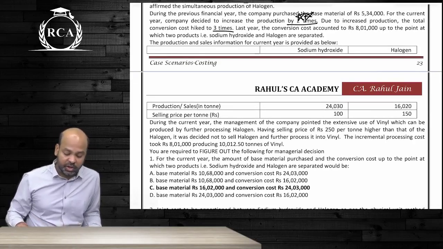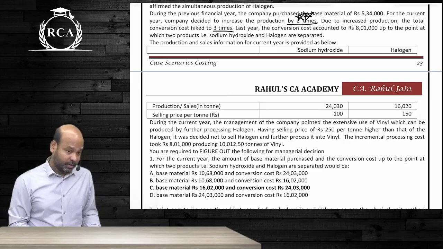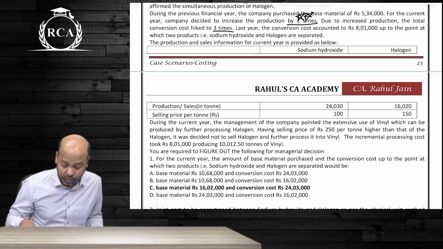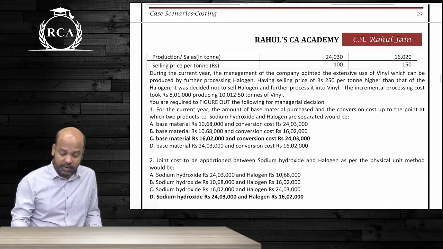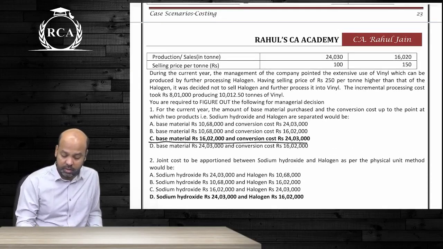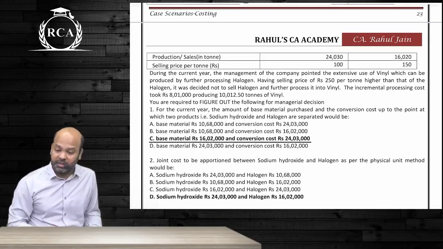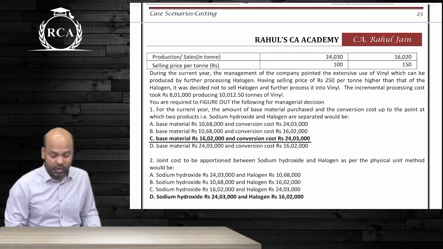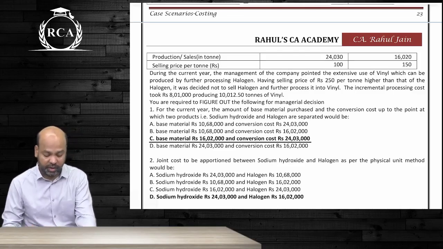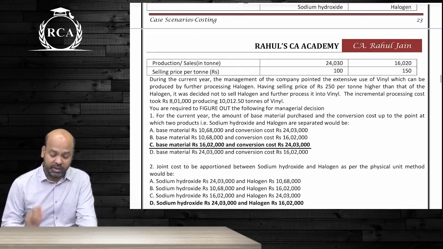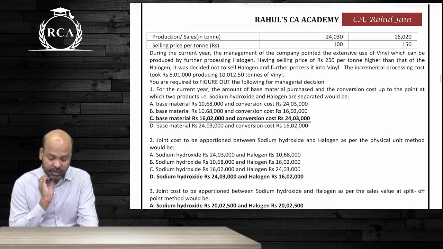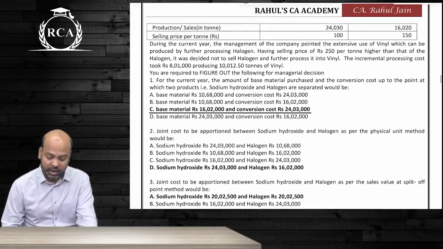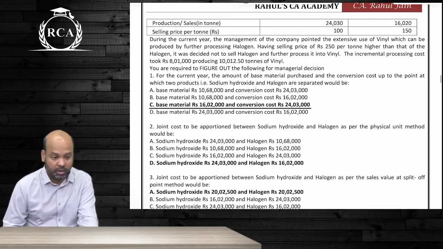Current year's conversion cost will become 8,01,000 into 3. That's the answer to the first bit. Base material is 16 lakhs. यही आया ना 16 lakhs. Base material is 16 lakhs 2,000. Conversion cost is 24 lakhs 3,000. Then beta they're asking us to allocate joint cost between sodium hydroxide and halogen as per physical units method.